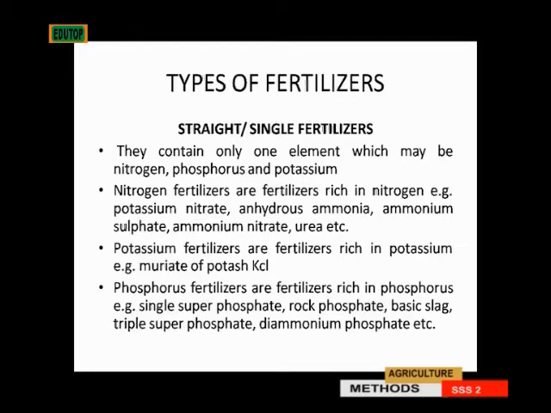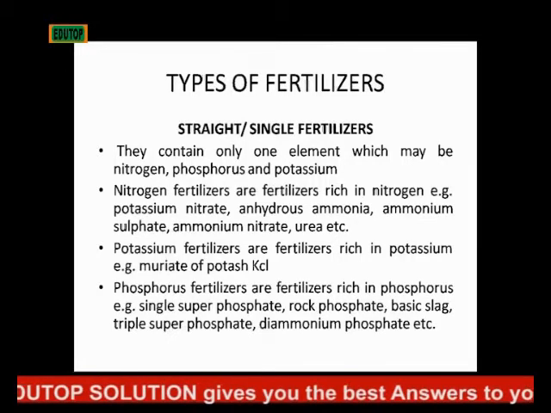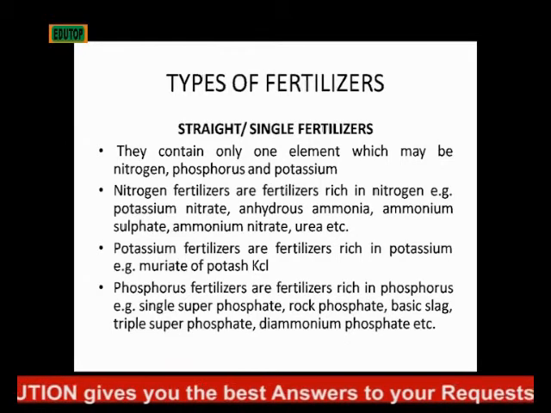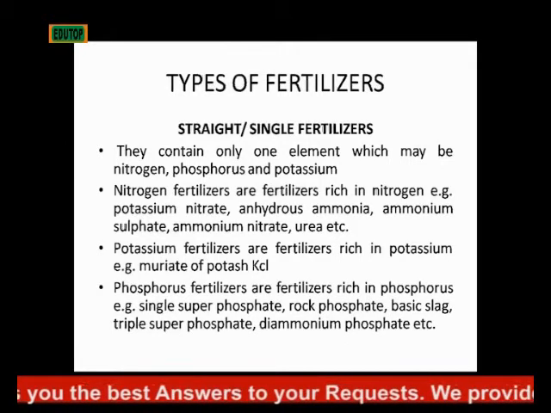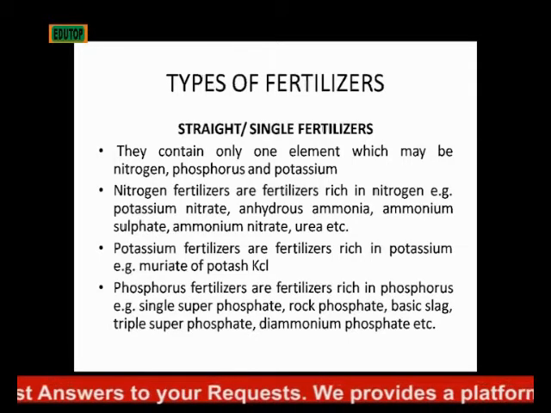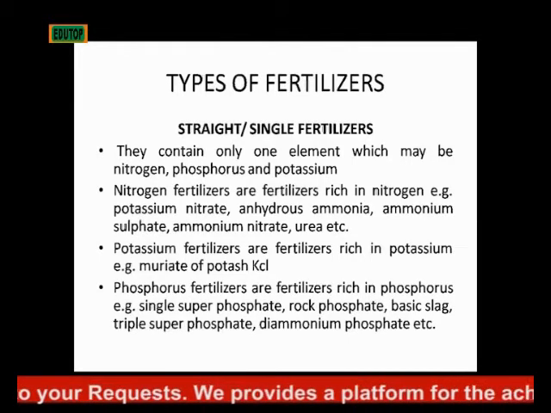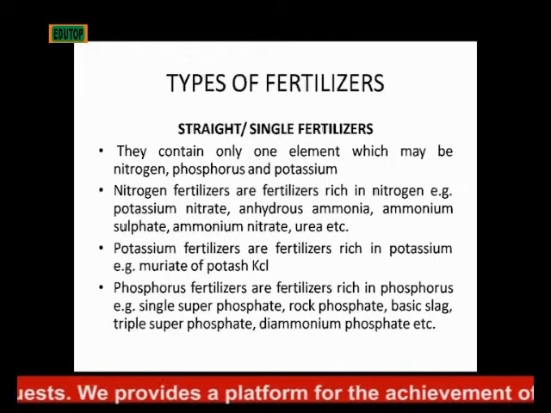Just one element. Nitrogen fertilizers are fertilizers that are rich in nitrogen. So when you hear nitrogen fertilizer, it means that fertilizer is rich in nitrogen. Examples of nitrogen fertilizer: we have potassium nitrate, anhydrous ammonia, ammonium sulfate, then ammonium nitrate or urea. Then potassium fertilizers are fertilizers that are rich in potassium. An example of potassium fertilizer is muriate of potash, that's KCl.